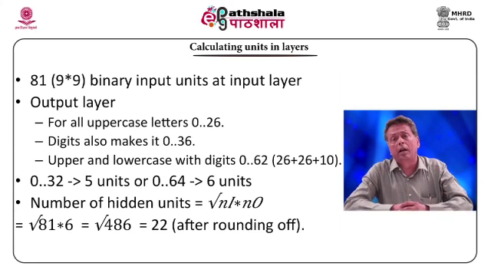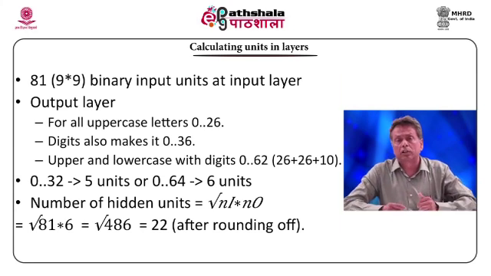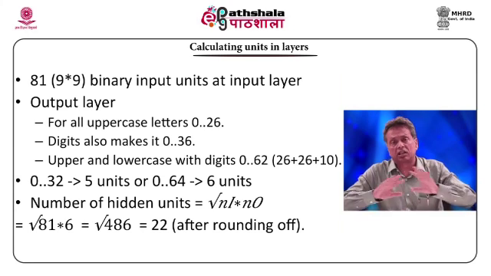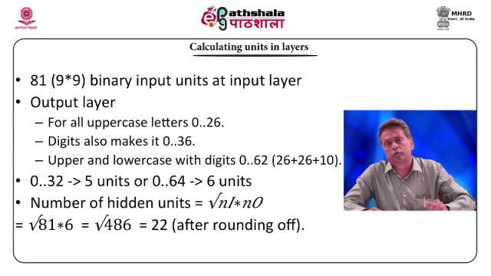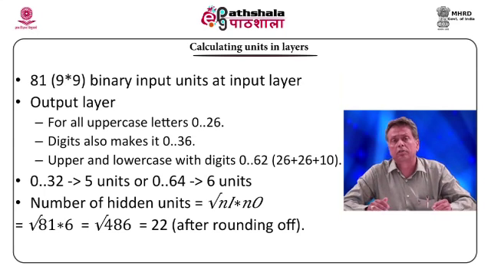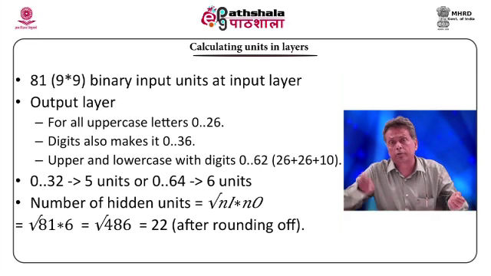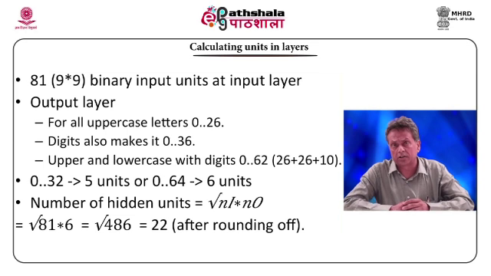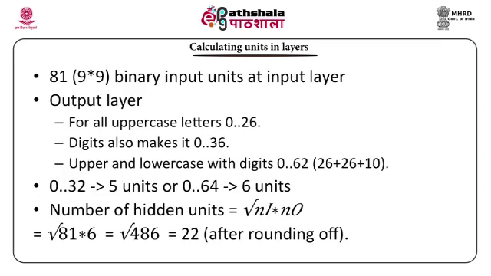How will you decide the hidden layer? People have worked on this and decided that the best value for the number of hidden units can be calculated by using the geometric mean of the number of input units and the number of output units. That means multiply both of them and take the square root of it.